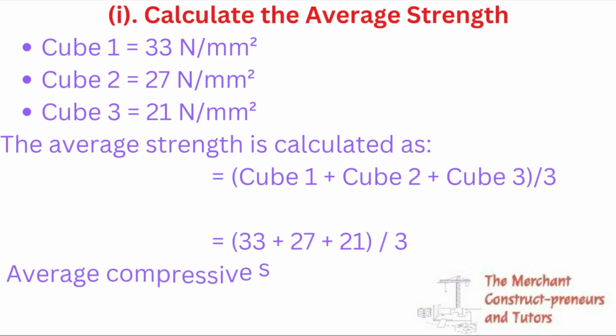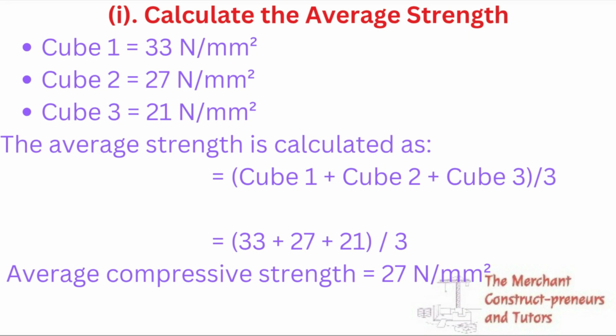You find the average strength of the three: of cube one, cube two, and cube three. So when you find the average strength, you have 33 plus 27 plus 21 divided by 3. So the average compressive strength is 27, 18 per millimeter square, right?